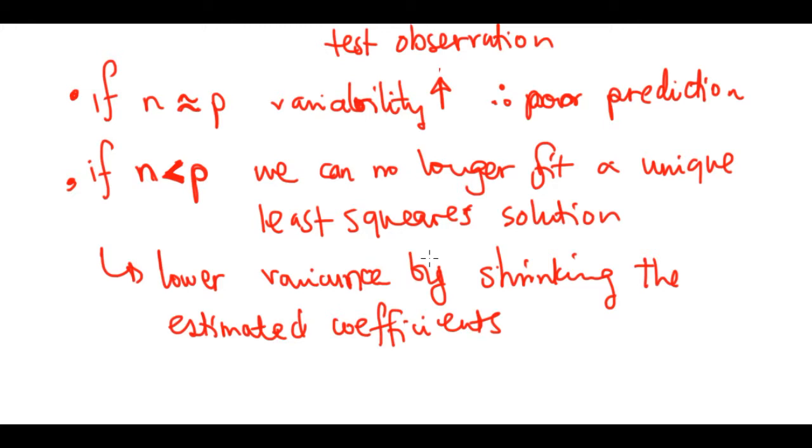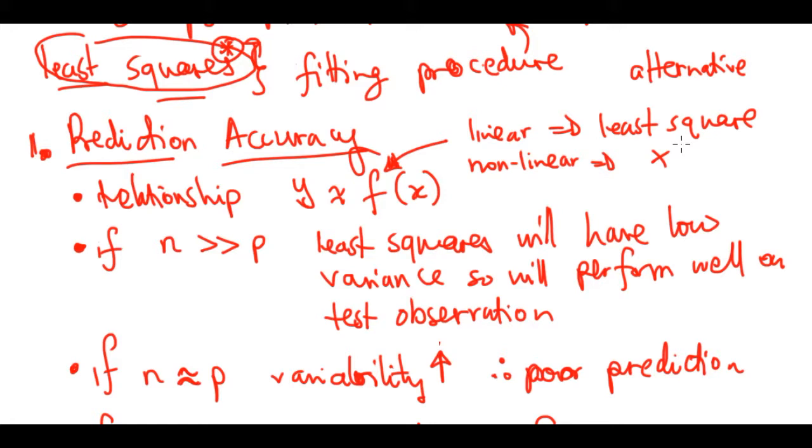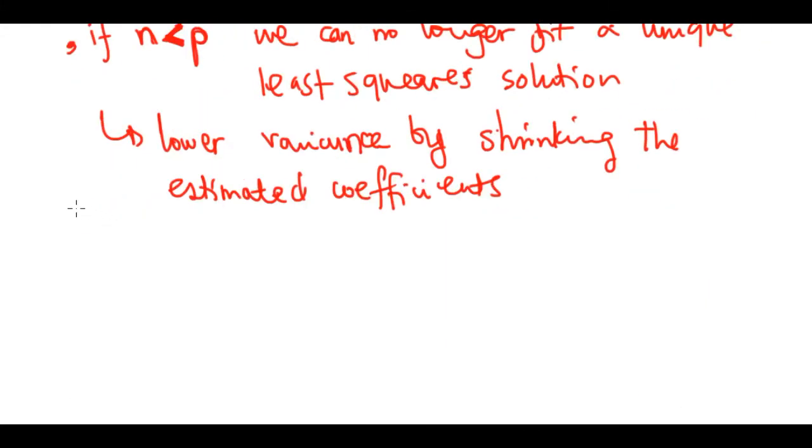Here we're just introducing why sometimes we need to use alternative fitting procedures. Reason number one is prediction accuracy, and reason number two is model interpretability.